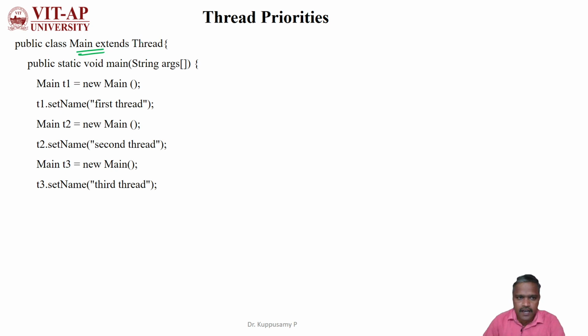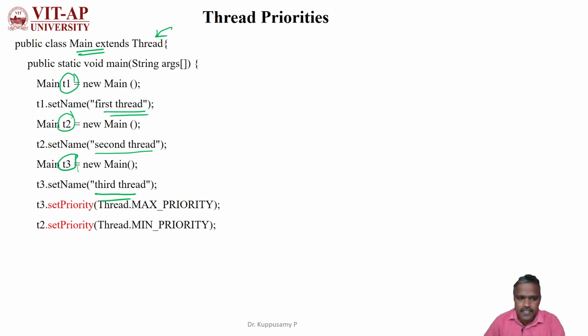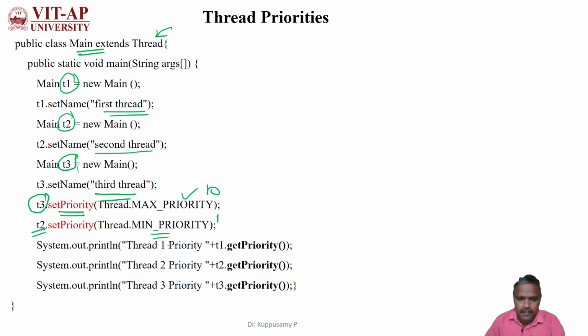The Main class has the features of the Thread class. Here I am creating T1, setting the name as first thread. T2 is created, setting the name as second thread. Thread T3 is created, setting the name as third thread. Then we assign the priority by using the setPriority method. For T3 we set the maximum priority, which we already know is 10, and for T2 we set the minimum priority, that is 1. Then we check what the priority is. For T1 we did not assign the priority, so by default it will take 5 as its priority.